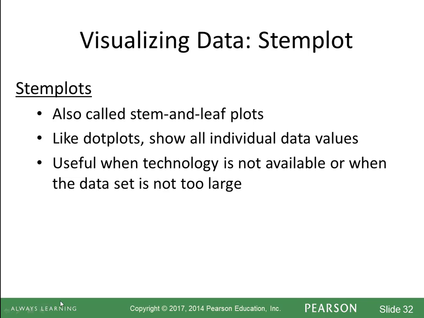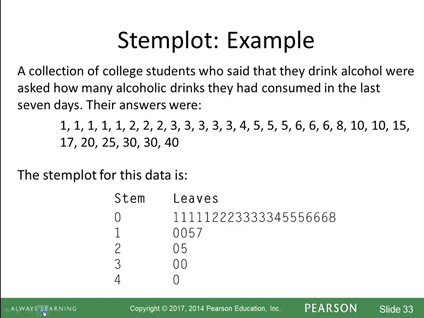Now we have stem and leaf plots, and stem and leaf plots give us that individual data. These are very easy to do by hand, especially if you have a piece of graph paper. So when technology isn't available, or when the data set is a moderate size, stem and leaf plots are pretty easy to make on your own. The first thing you want to do is put the data in order, okay?